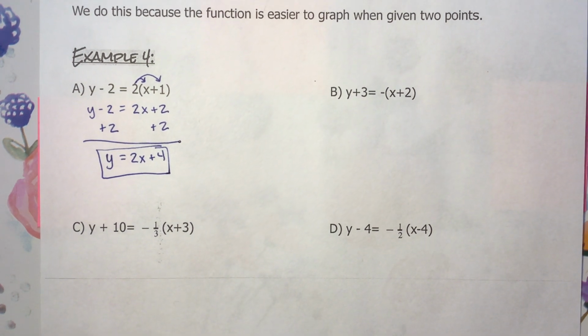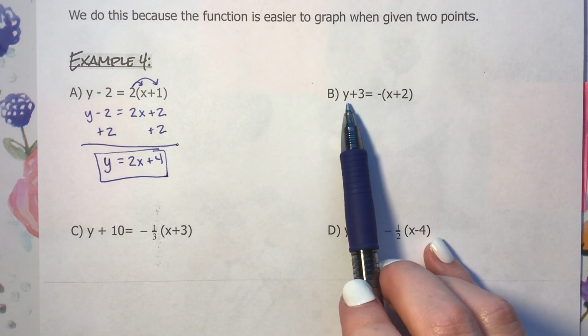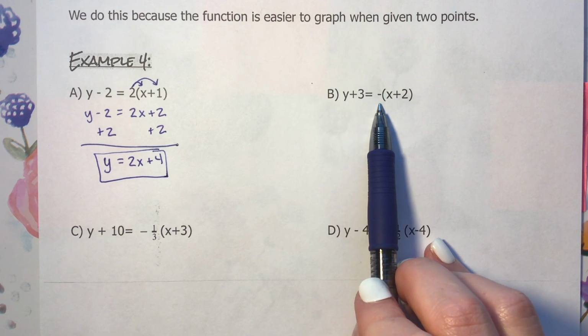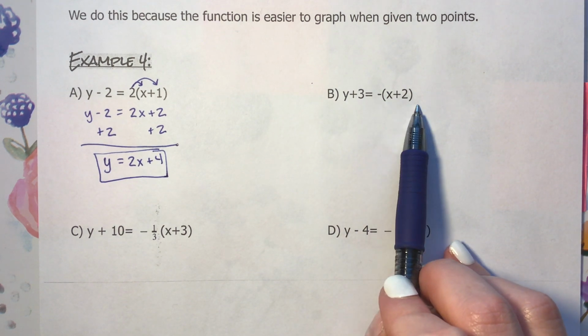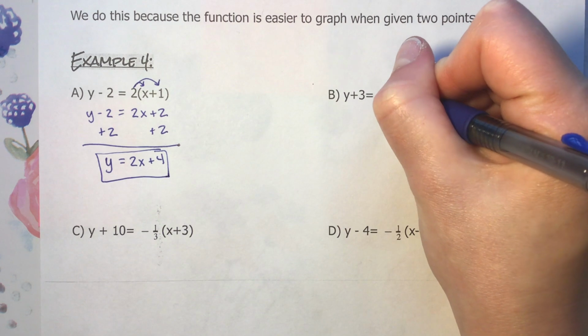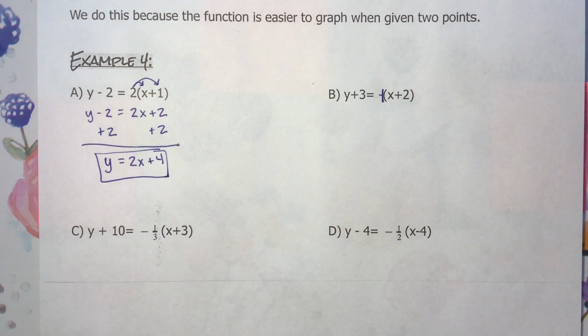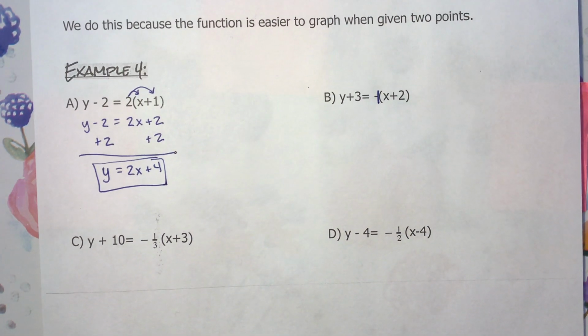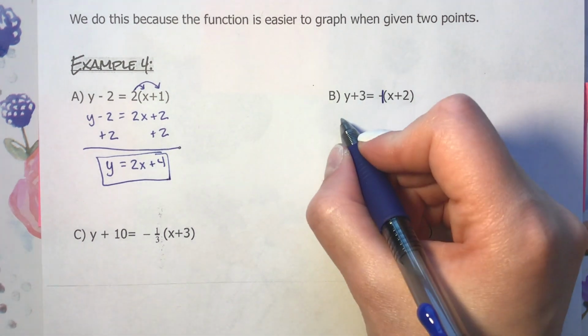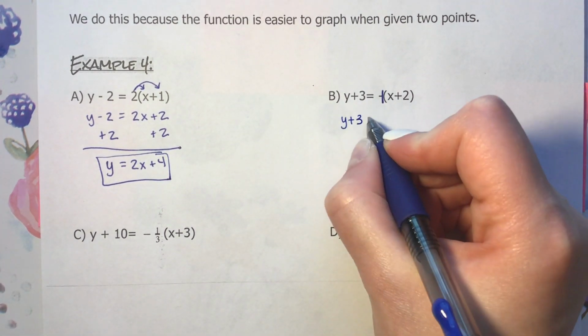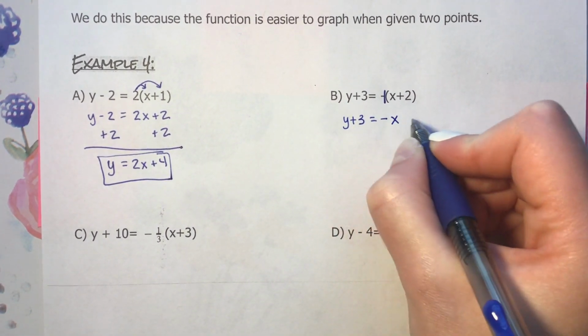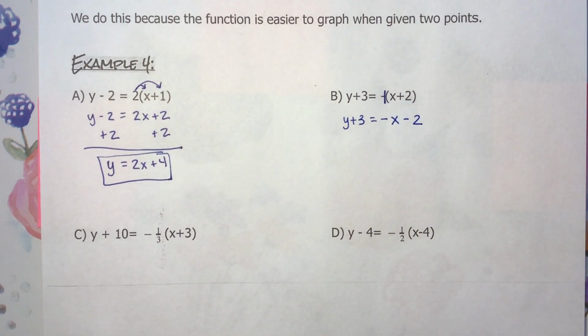Let's do it again. For problem B, I have y plus 3 is equal to negative parentheses x plus 2. Remember, there's an invisible 1 right here. So I need to distribute that invisible 1 across the parentheses. So my left side stays the same. It's y plus 3 is equal to negative x minus 2.